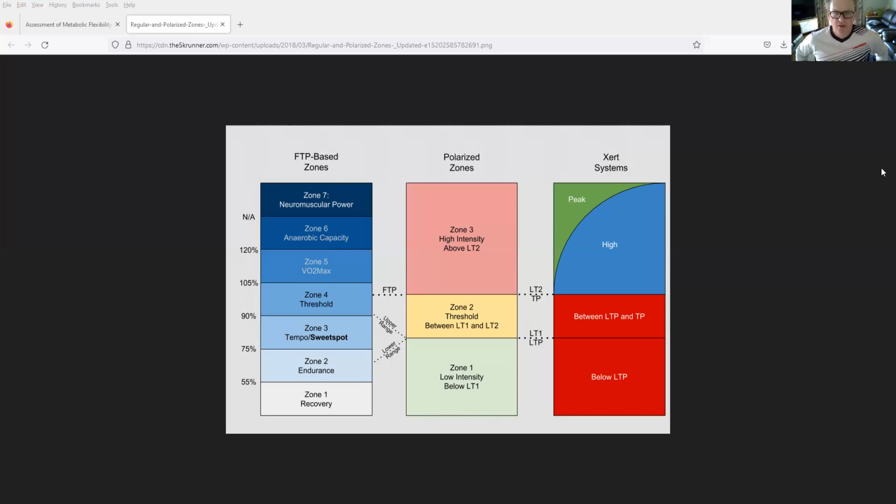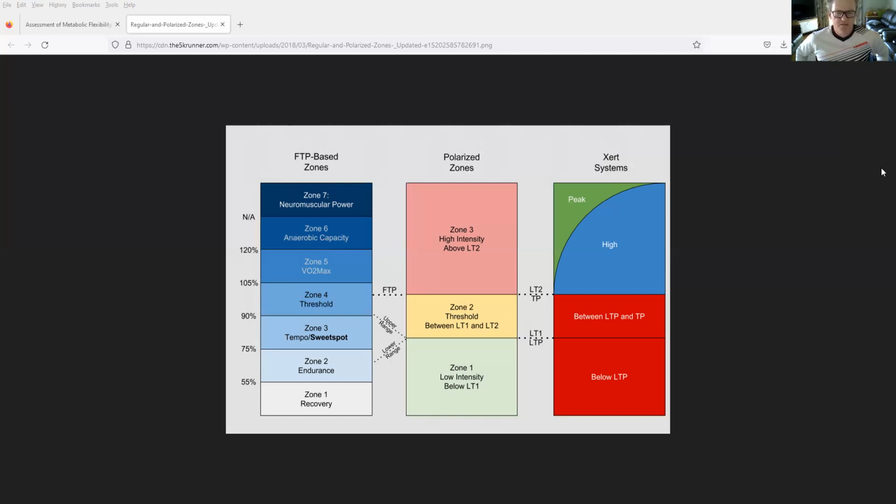So in today's video, I wanted to talk about training zones. What are they? How do we interpret them or understand them? And why are they important as well? So if we look here on the left, we have our FTP-based zones. This is a 7-zone model that we're looking at now. This was originally depicted by Coggan and colleagues in How to Train a Power Meter in the early 2000s.